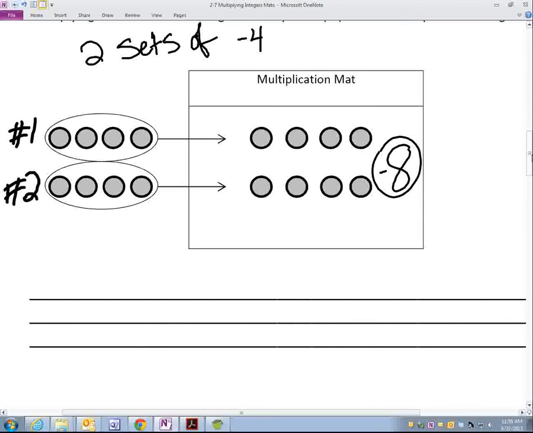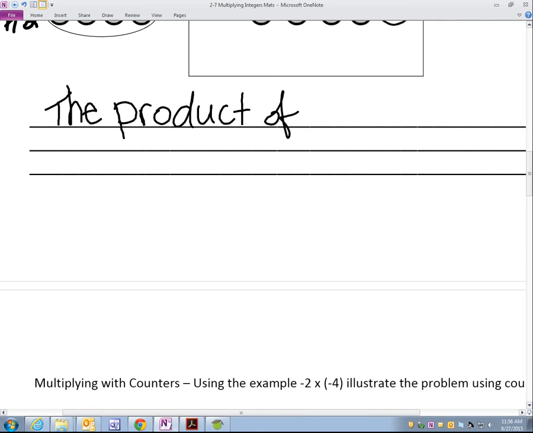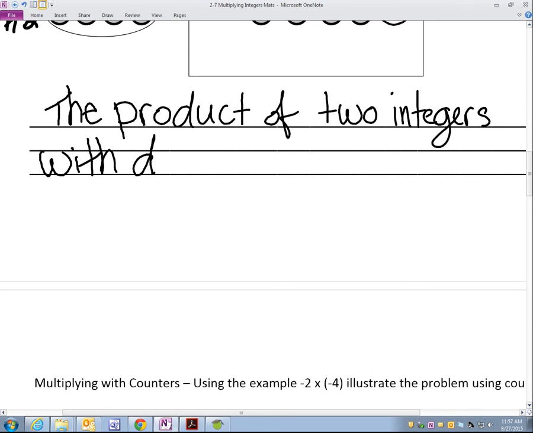And to check your work when we're doing this for homework tonight, you can make sure that you have the right sign by recognizing this. The product of 2 integers with different signs.